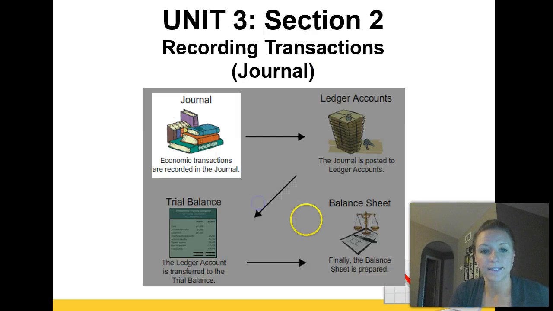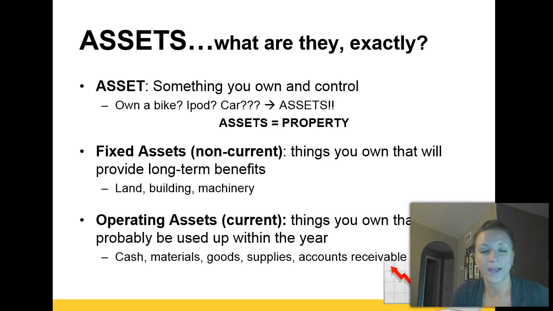Like I said, in this Section 2, we're going to focus on recording the transactions into the general journal. In order to do that, you need to know some technical terms. First of all, we need to get really familiar with the term asset. An asset is something you own and control. For instance, some of you already have assets. Maybe you own a bike or an iPod or a car. Those would all be your assets. They're things you own, your property.